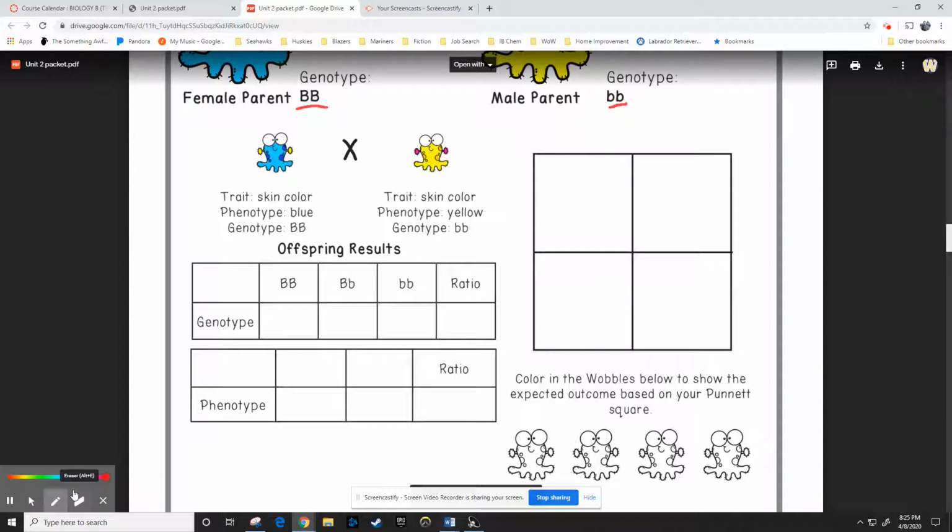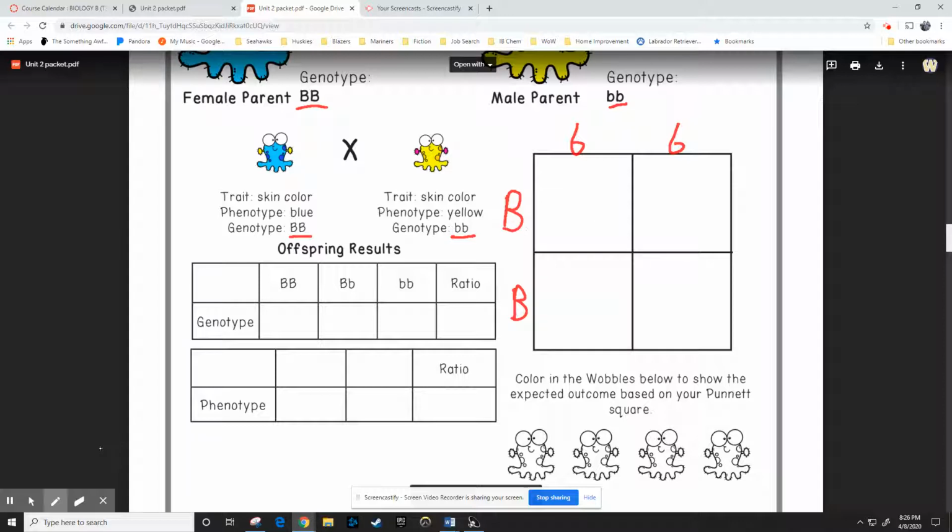So if we were to come down here to our Punnett square, let's go ahead and fill this out. We have one parent that was blue. It doesn't really matter if you put the blue in here or here. I'm going to go ahead and put them here with two capital B's. We have this genotype right here, two capital B's. For our yellow parent, we'll go ahead and put them across the top here. We have two lowercase b's.